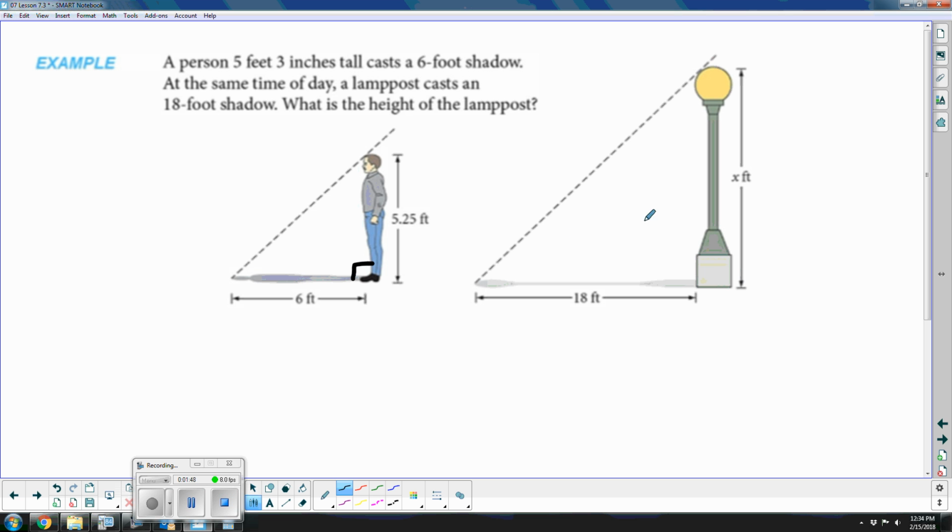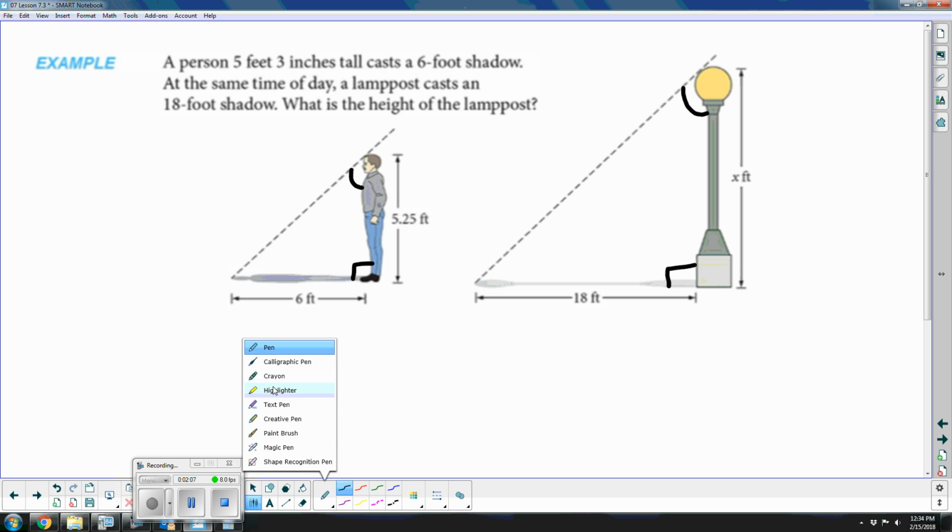So this would be a 90-degree angle, and this would be a 90-degree angle. These angles are going to be congruent. So we know that this is a similar triangle because we have two congruent angles. So angle is a similarity shortcut for triangles.